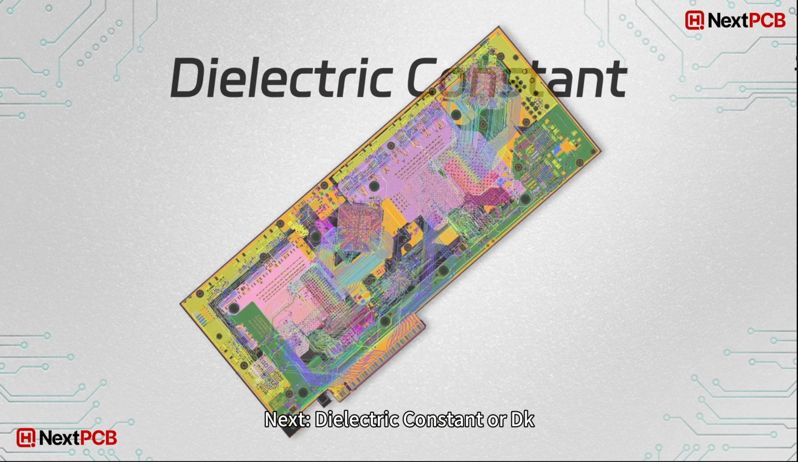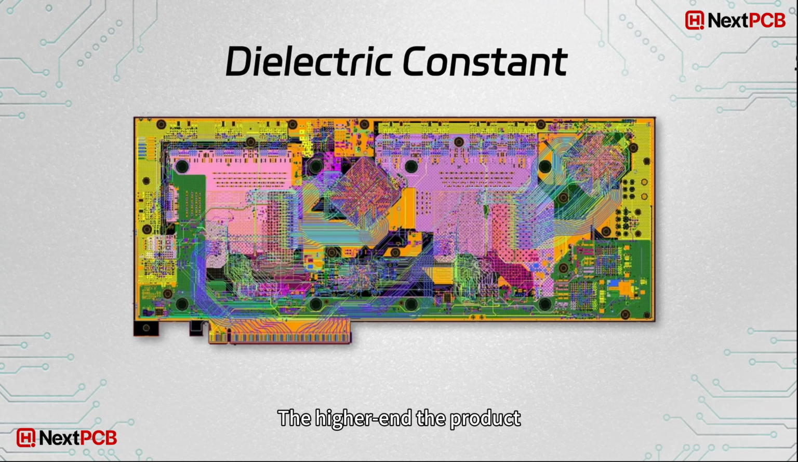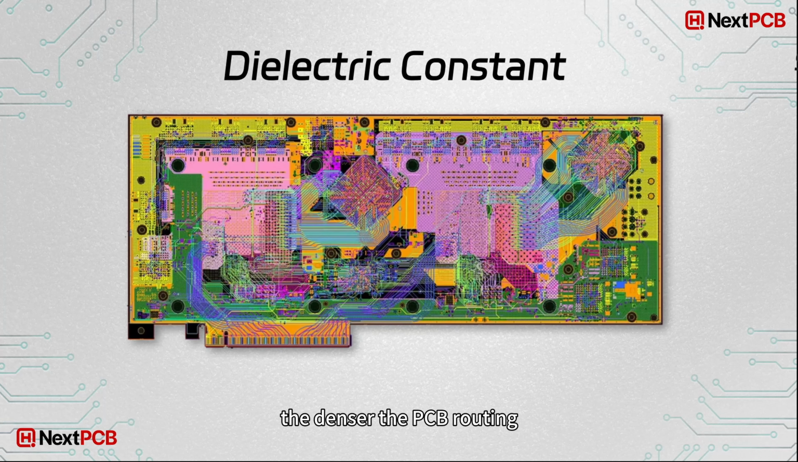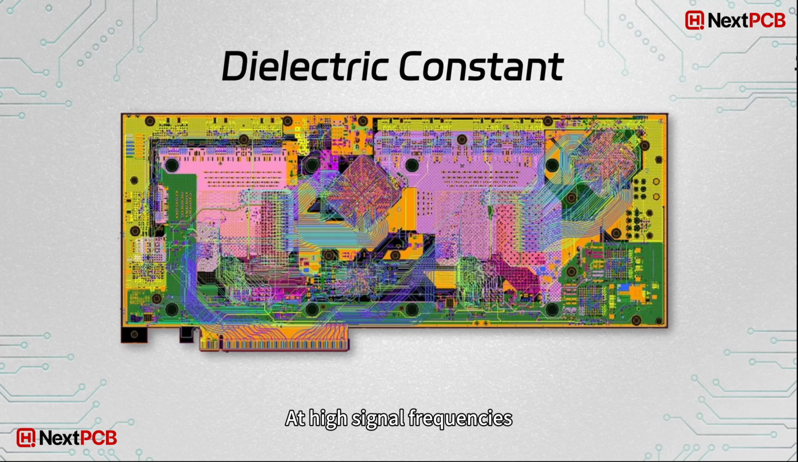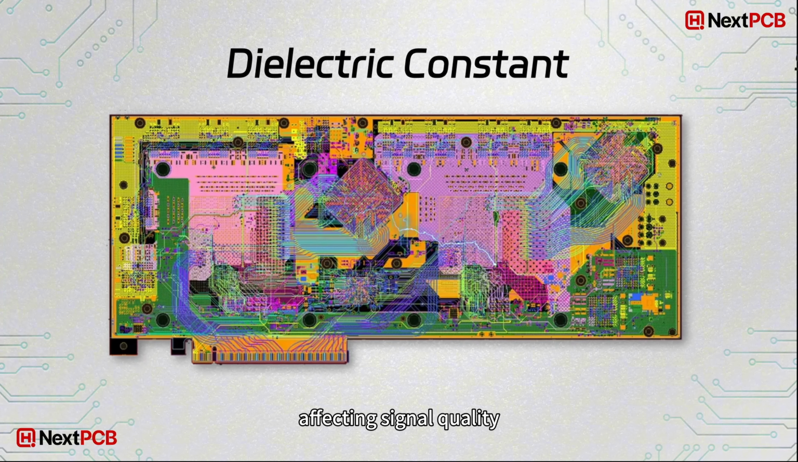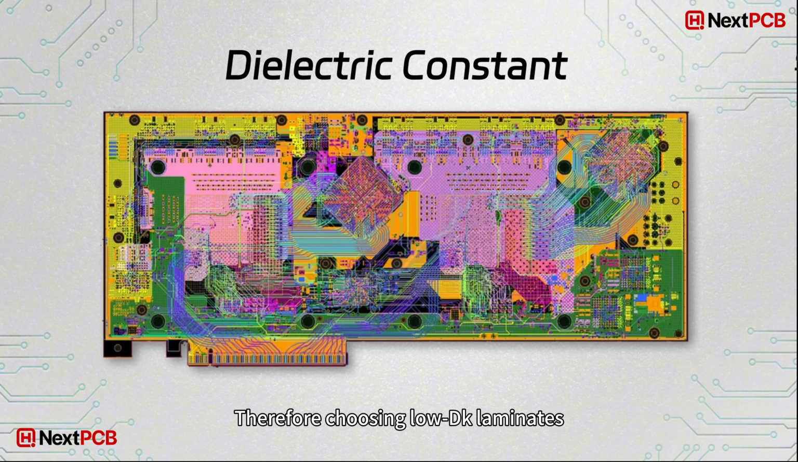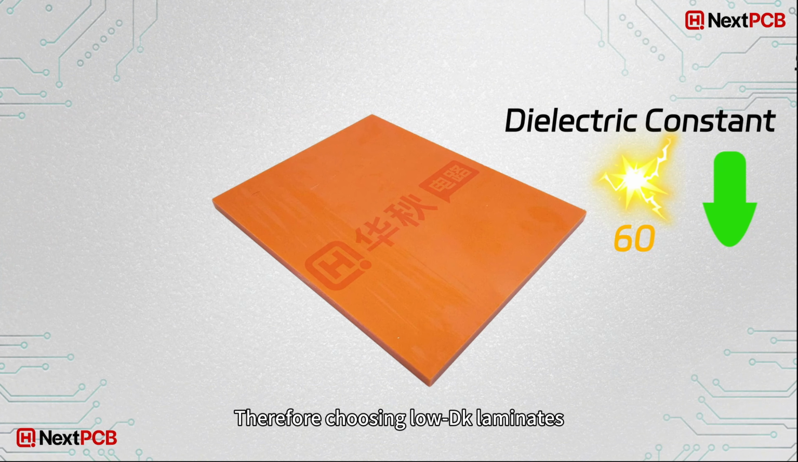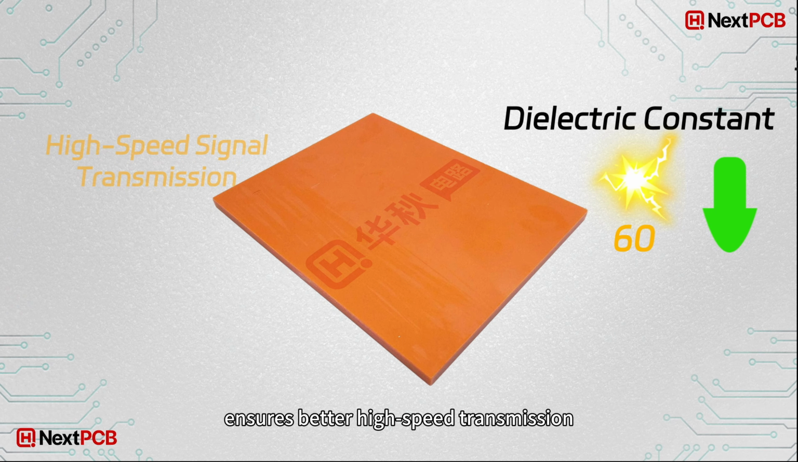Next, dielectric constant or decay. The higher end the product, the denser the PCB routing. At high signal frequencies, crosstalk between traces occurs, affecting signal quality. Therefore, choosing low decay laminates ensures better high-speed transmission.